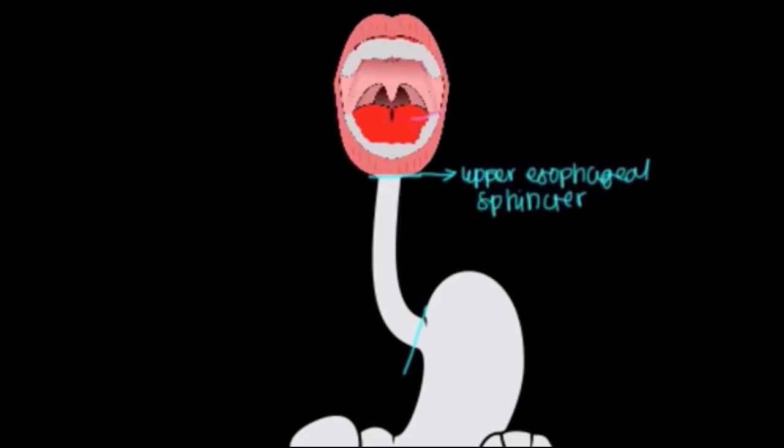And when I say that we're going to tell the muscle to relax, that implies that this muscle here is under our control. So it's composed primarily of skeletal muscle. So it's under voluntary control. And down here, I'll draw a squiggly line, we have the lower esophageal sphincter.